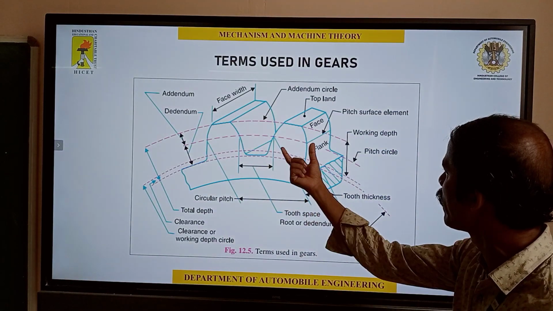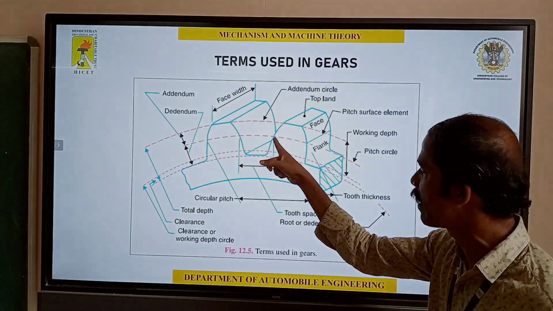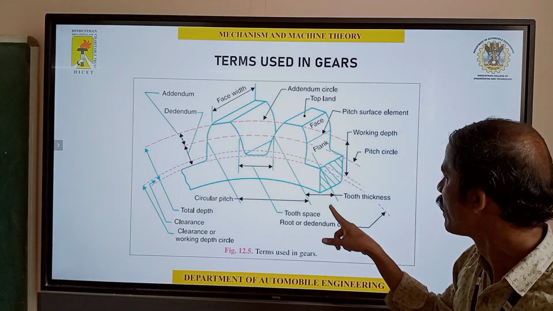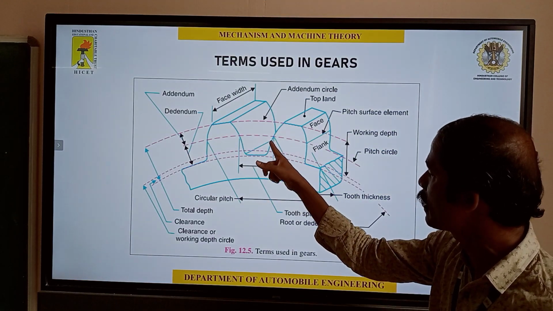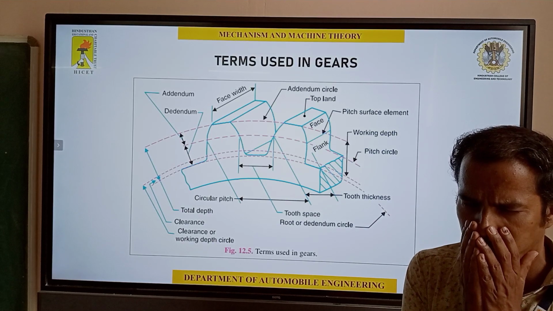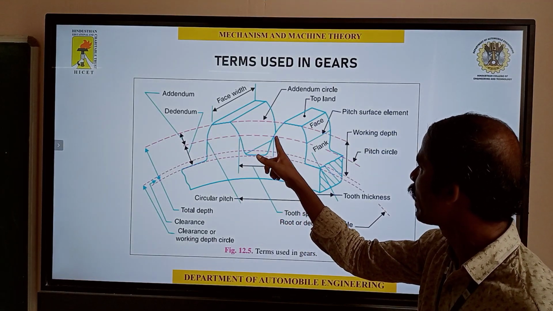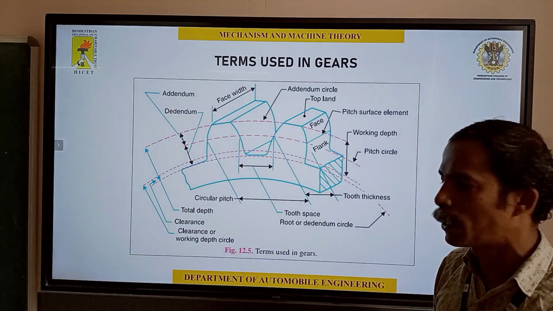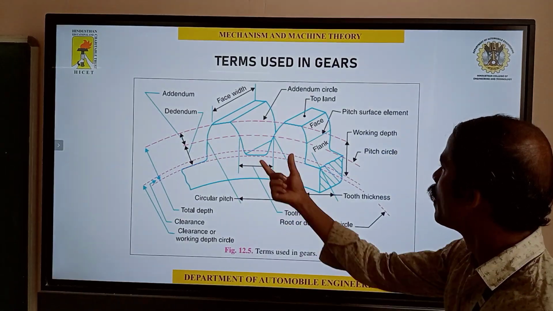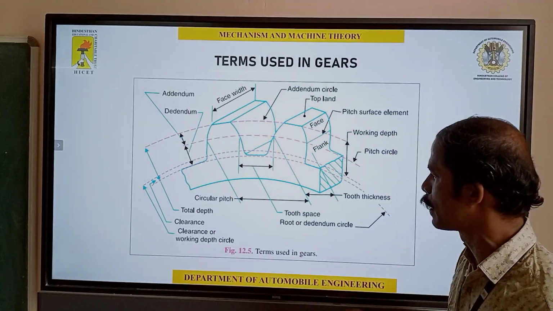The tooth thickness is the size of the tooth, measured on the pitch circle. The thickness is called tooth thickness. The space from one tooth to the next tooth is called circular pitch. The space between teeth is called tooth space.